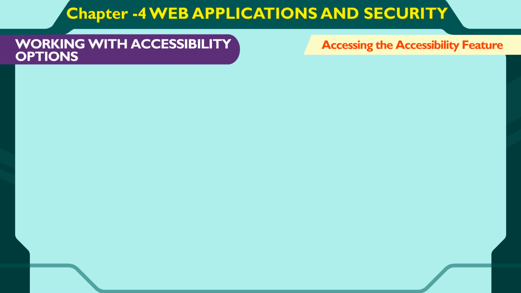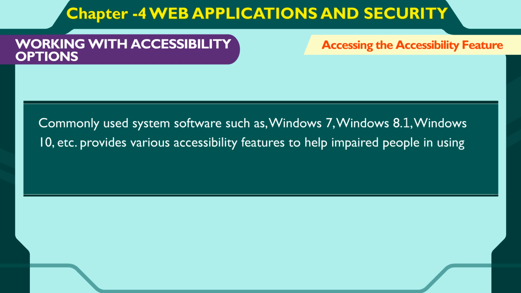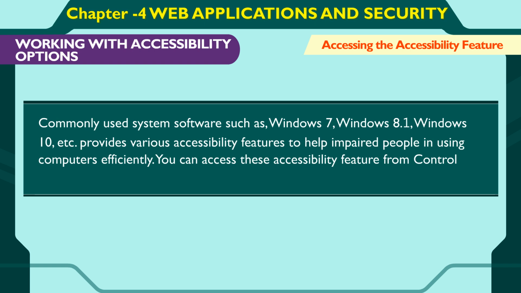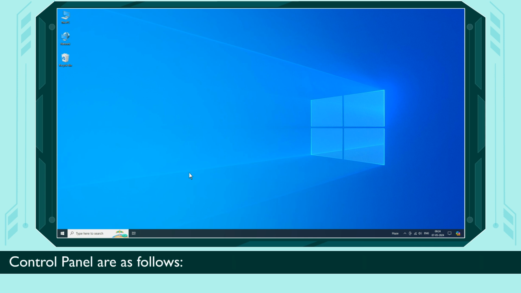Accessing the accessibility feature. Commonly used system software such as Windows 7, Windows 8.1, Windows 10, etc. provides various accessibility features to help impaired people in using computers efficiently. You can access these accessibility features from Control Panel or from System Settings. The steps to access the accessibility feature in Windows 10 operating system from Control Panel are as follows.